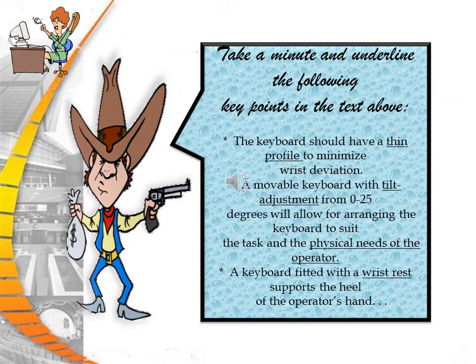Take a minute now and underline the following key points in the text above. The keyboard should have a thin profile to minimize wrist deviation. A movable keyboard with a tilt adjustment of 0 to 25 degrees will allow for arranging the keyboard to suit the task and the physical needs of the operator. A keyboard fitted with a wrist rest supports the heel of the operator's hand.